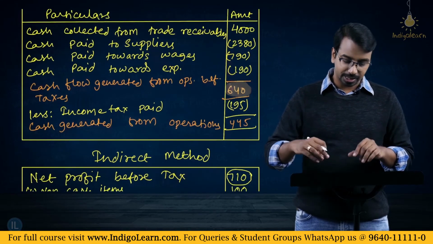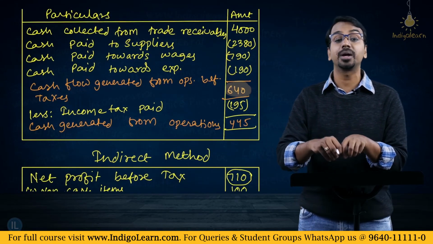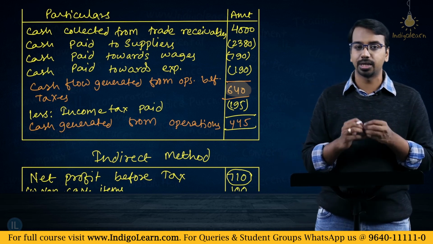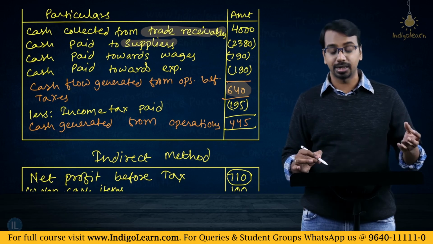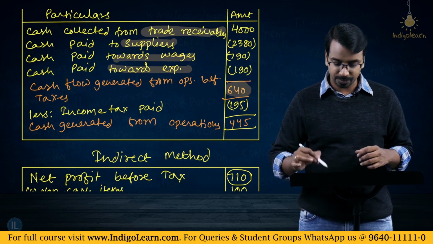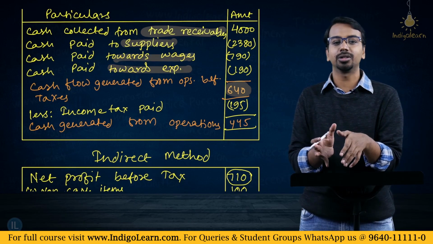So what has changed is, here you have just put up respective amounts, like from trade receivables, how much did I collect? To suppliers, how much did I pay? To wages, how much did I pay? Expenses, how much did I pay? And then I find out the cash flow.